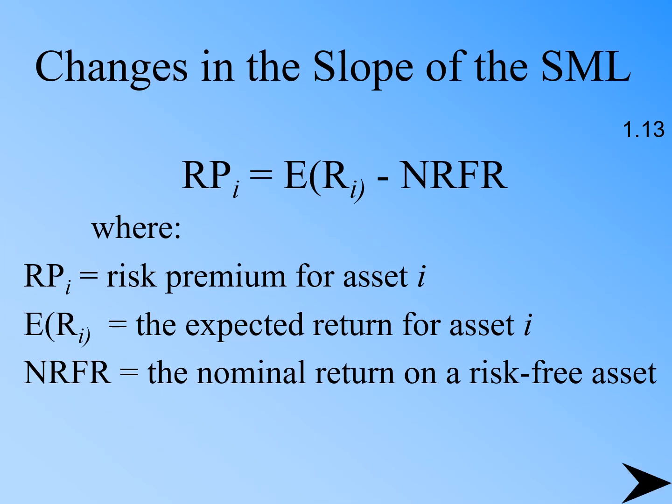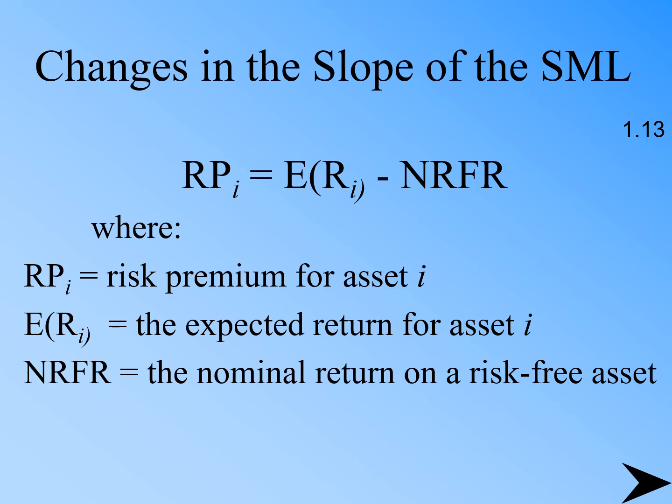Changes in the slope of the SML. So previously we have studied how the asset moves on the security market line when there is a change in the fundamental risk or systematic risk. Now we will see how there is a change in the slope that brings a change in the SML line. So first we measure the risk premium, because when there is a change in the risk premium, the slope will change and the security market line will change.